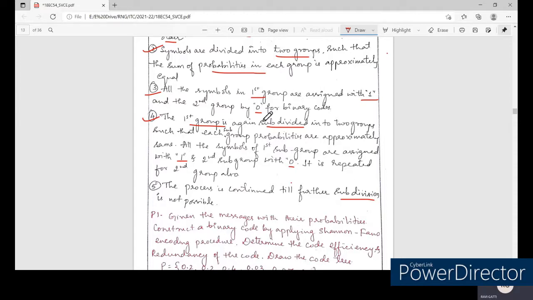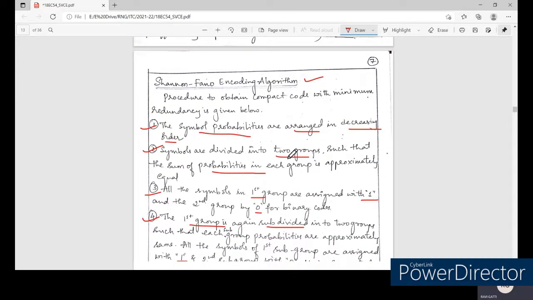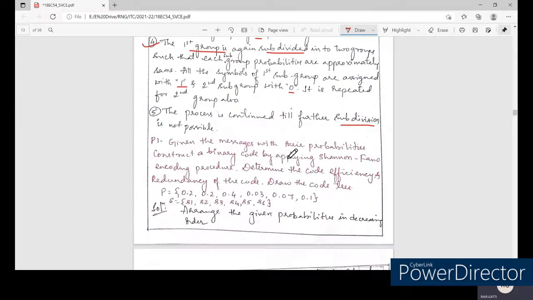So this division you are going to continue unless and until no further division is possible. This is the procedure you are going to adopt in the Shannon-Fano encoding algorithm. Let us try to solve one problem so that it will be easy for you to understand how we can solve the Shannon-Fano encoding algorithm to convert the source alphabet into code alphabet.